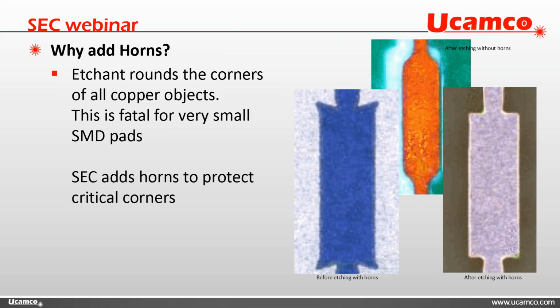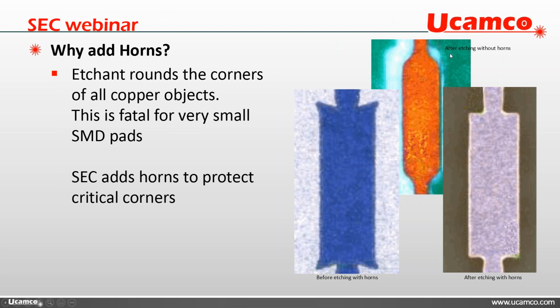Now, this is a new development, the horn section. It sounds like something from a classical concert, but it doesn't matter so much. In this case, it's something else. It says over here that the etchant etches away the corners of all copper objects. So all the copper objects will have their corners etched away a little bit. And for very small SMD pads, this is of course a big problem.